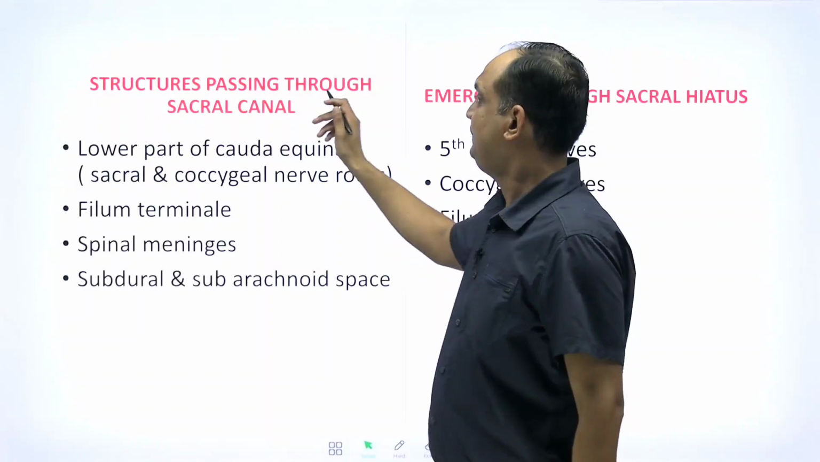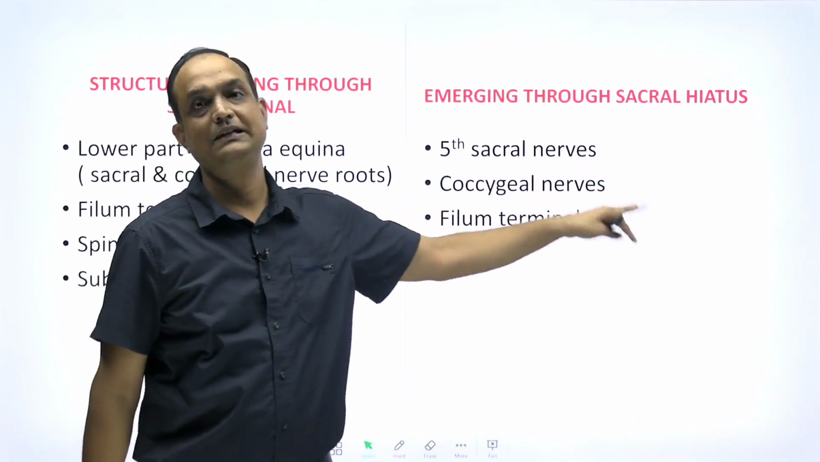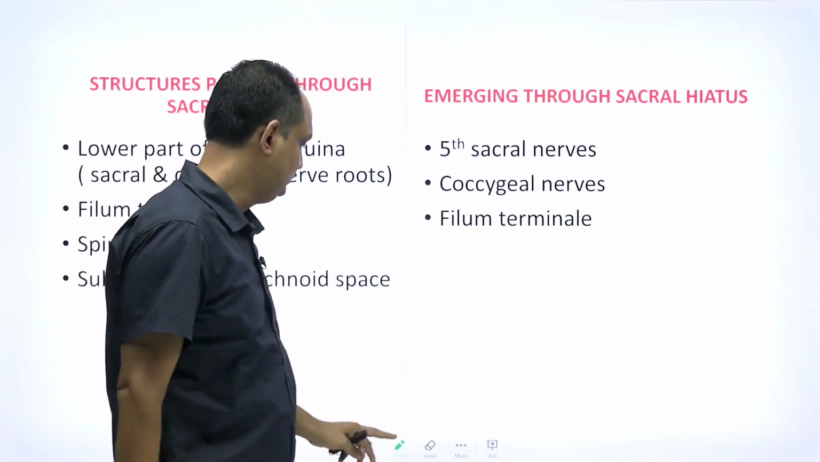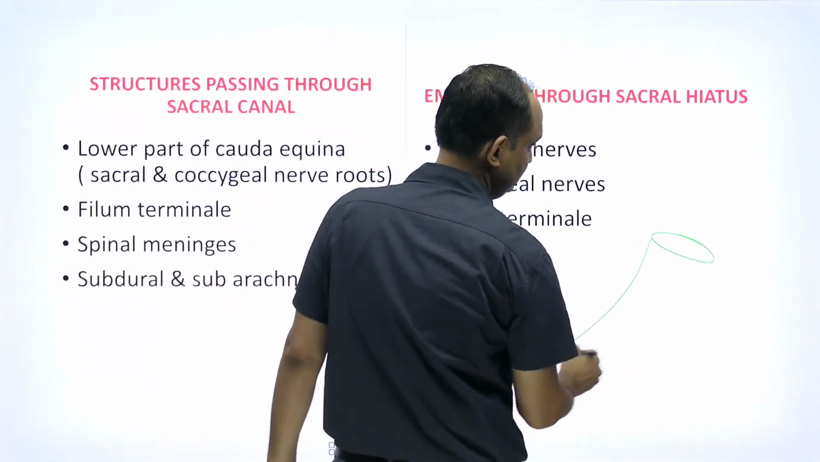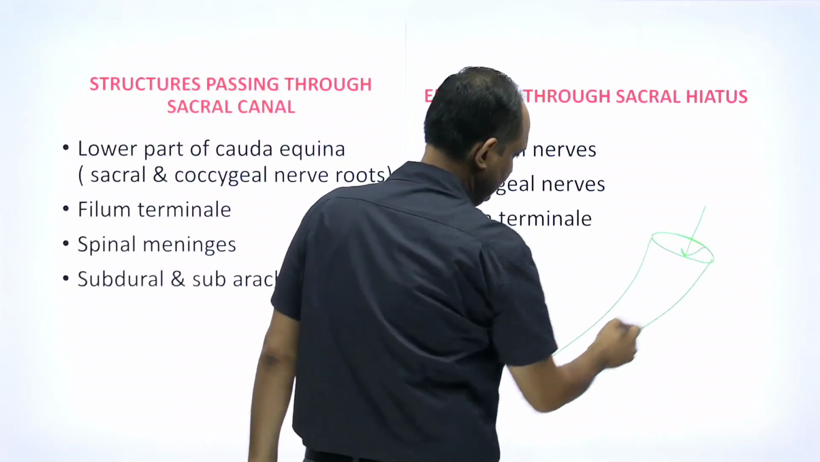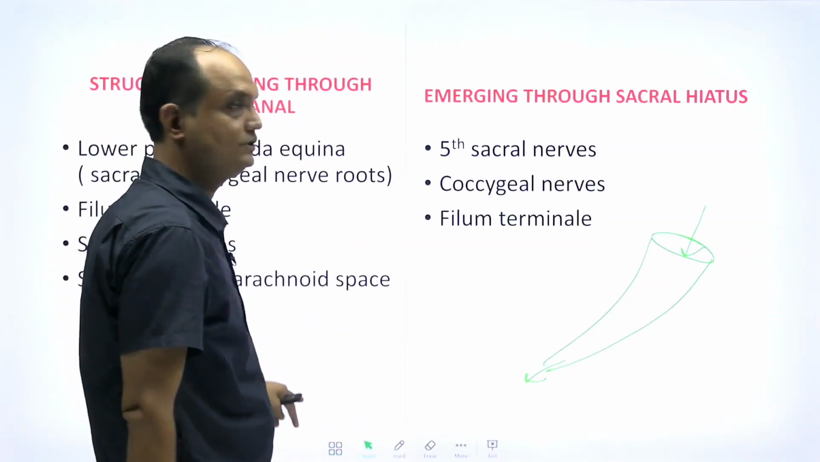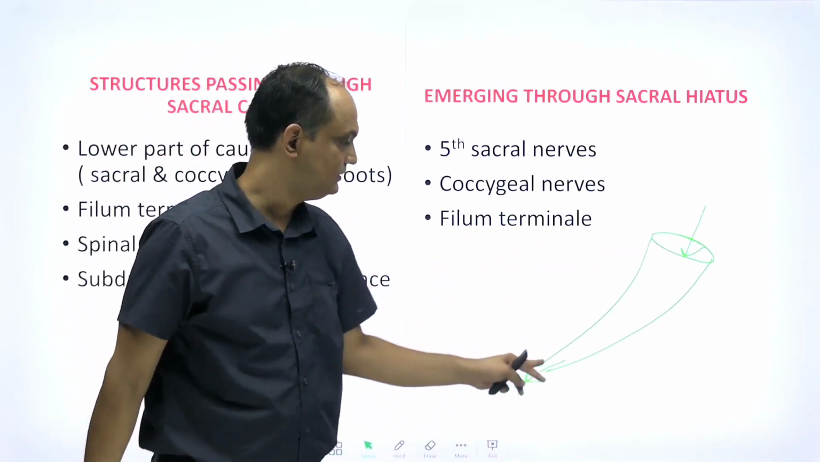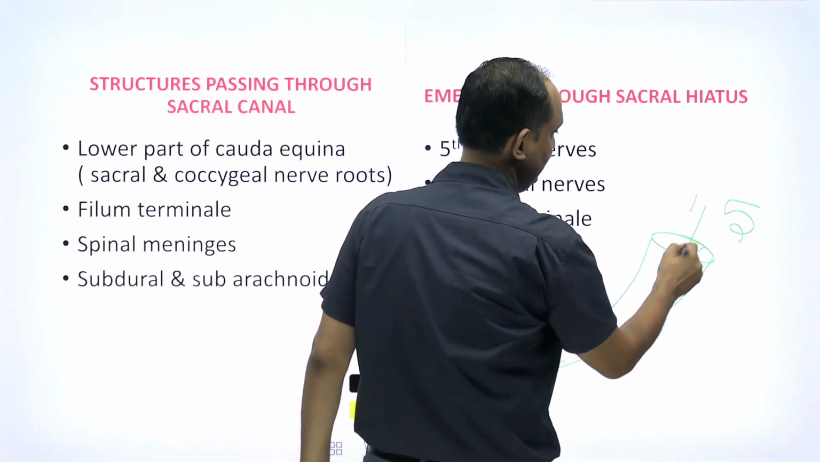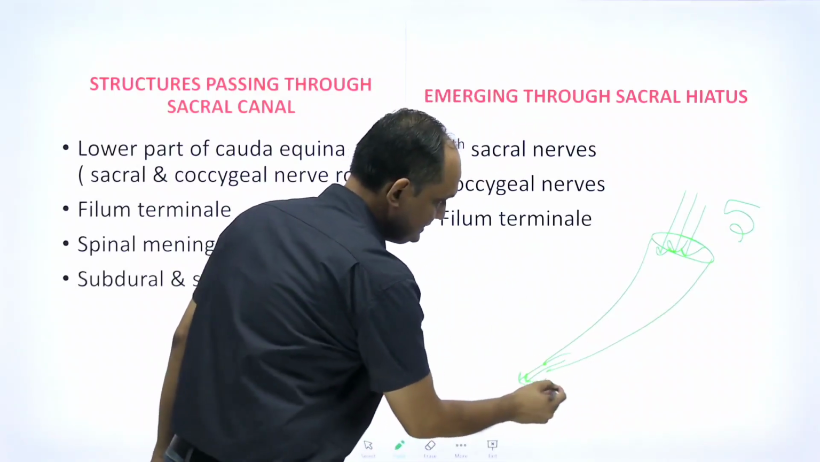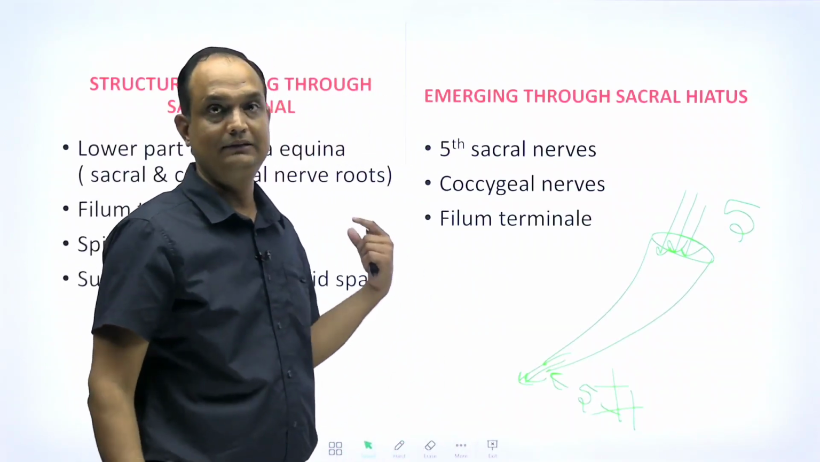Name the structures that pass through the sacral canal, and name the structures that emerge through the sacral hiatus. What does it mean? On the posterior side of the sacrum, you have the canal. Now this canal has an entry point and an exit point. The entry point of the sacral canal has this many structures, but are the exit structures the same or not? Suppose there are 5 structures entering the canal, but do all 5 structures come out? The answer is no. Why? We will discuss it one by one.